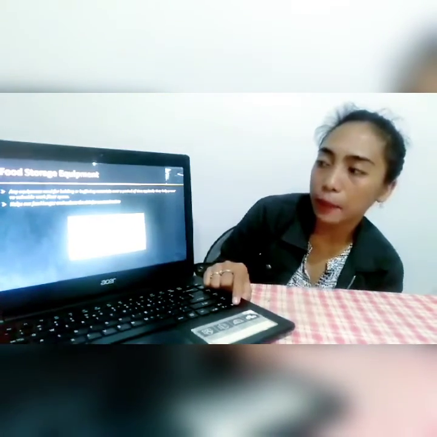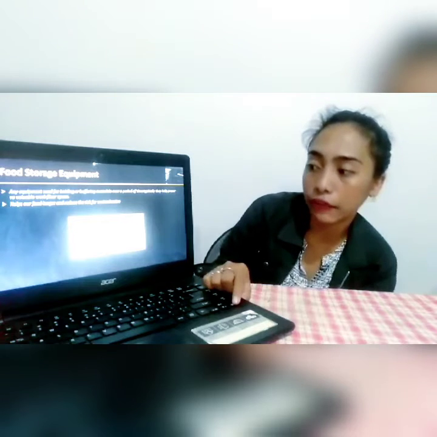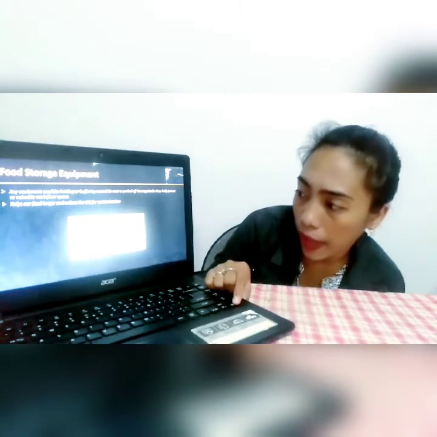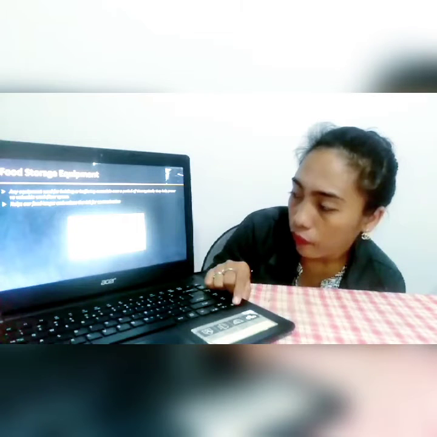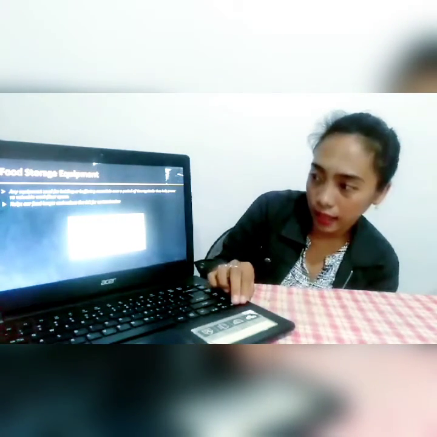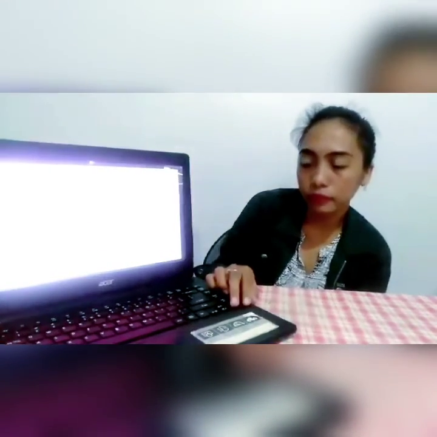So here are the examples of the food storage equipment. We have the refrigerator, the different kinds of refrigerator, and we have the display, we have the water dispenser, and other food storage equipment.